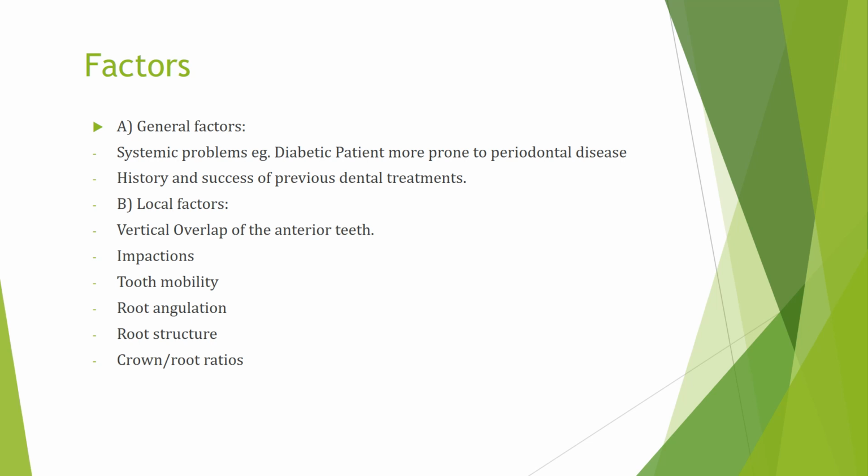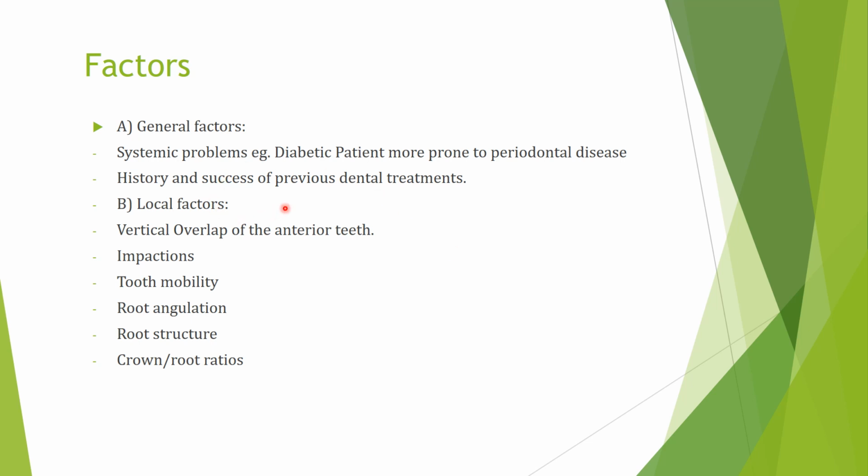Now coming to the general and the local factors, as stated in the learning outcomes, guys. Factors which are general consist of systemic problems. The main one here is the diabetic patient, who is more prone to periodontal diseases and also has slow healing, right? So that's just an example.